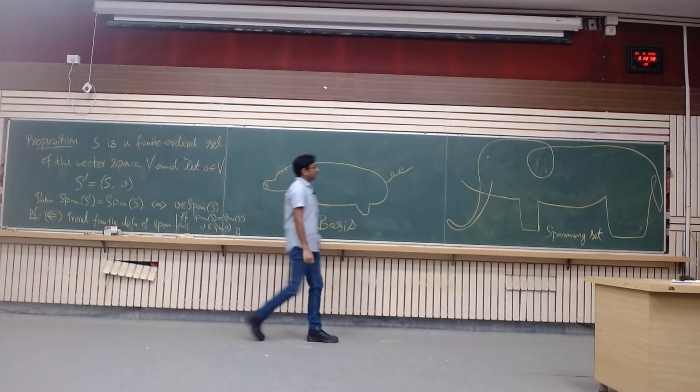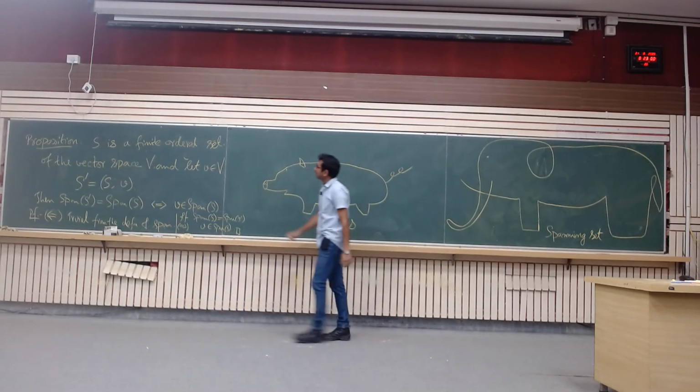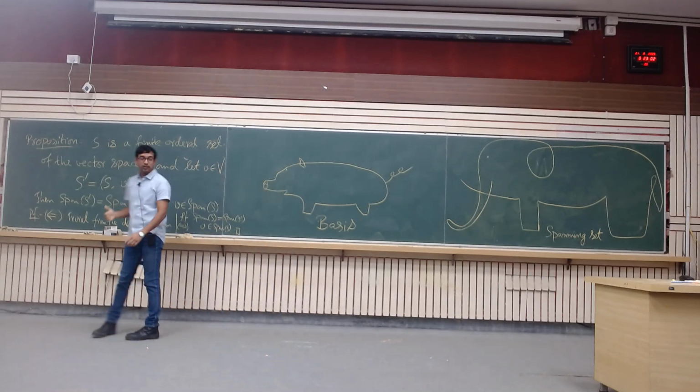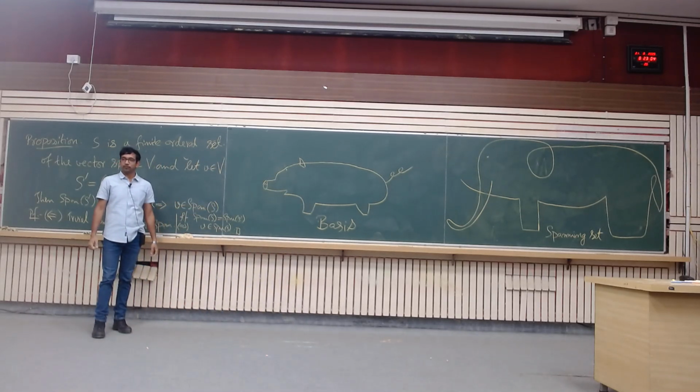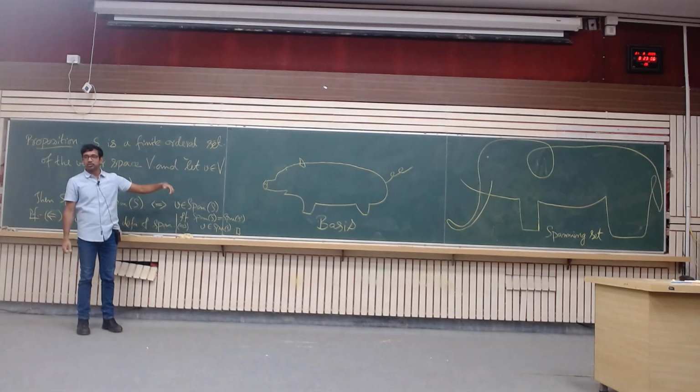Okay. Now suppose we start with such a set, a finite ordered set, which is spanning the vector space V. Okay. We want to reduce it to a basis.